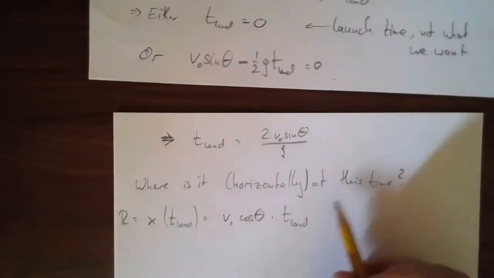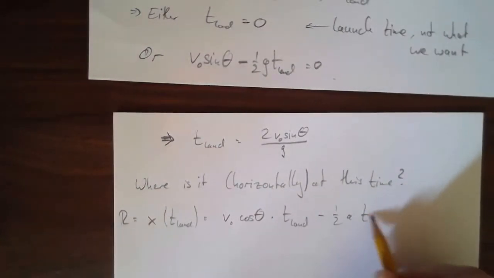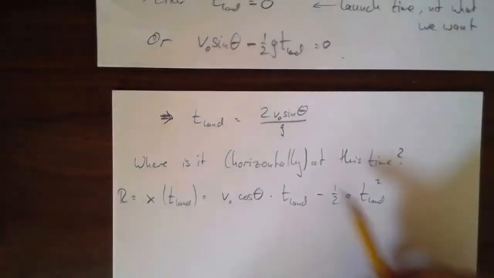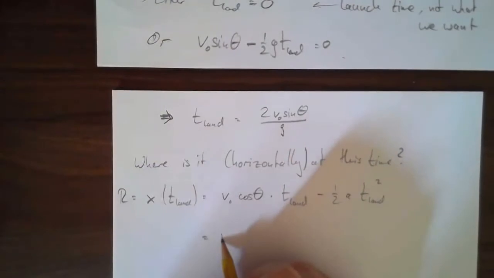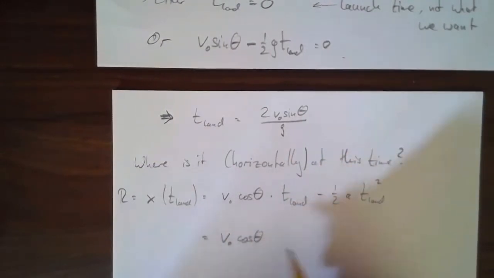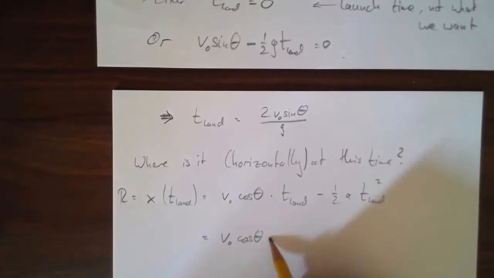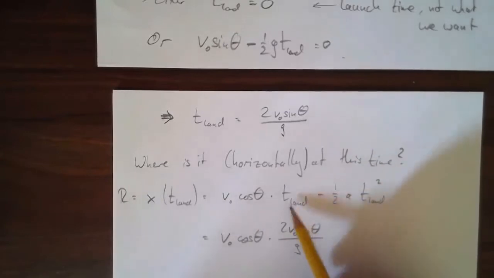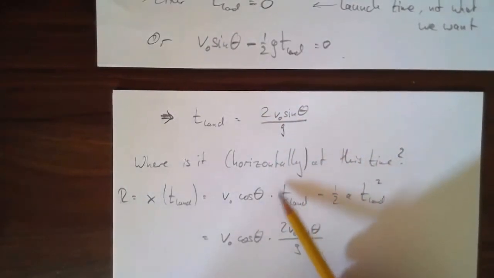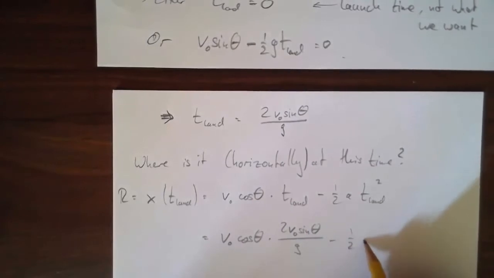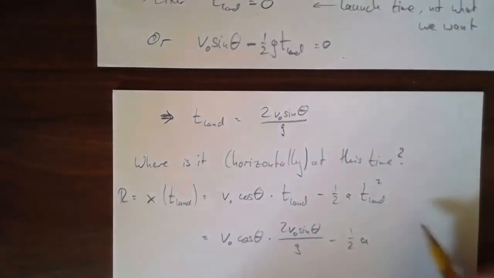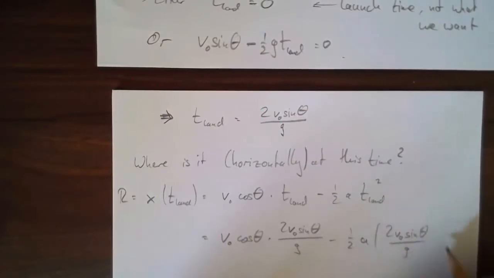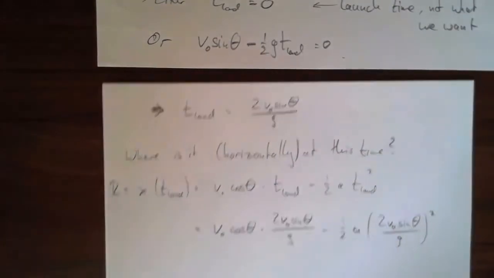So we're going to plug in the landing time here. That's a particular instant we're interested in. Let's plug those in. We're going to get v naught cosine theta times 2v naught sine theta divided by g, right? So I'm plugging in the expression I have here, and minus 1/2 a. Now I want to square this, so 2v naught sine theta over g squared.